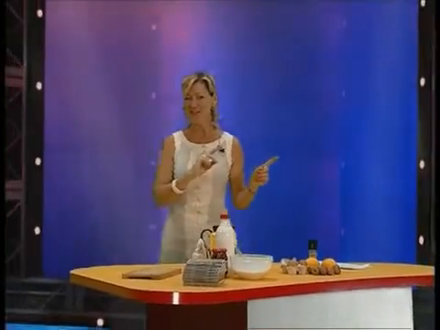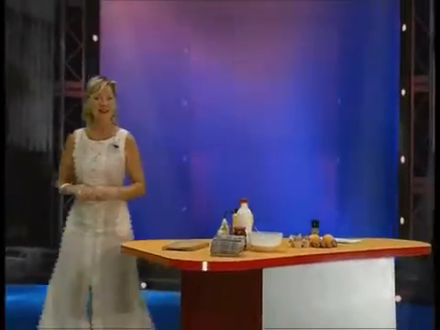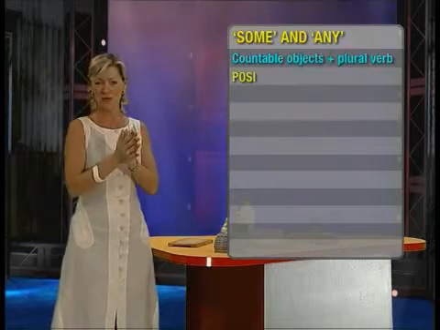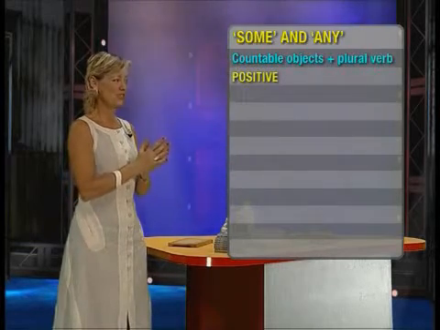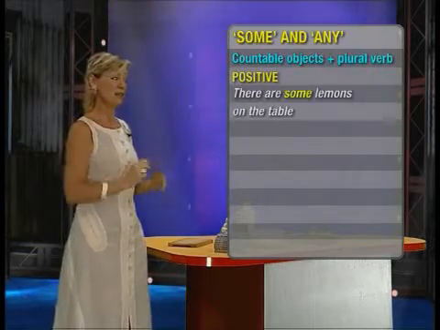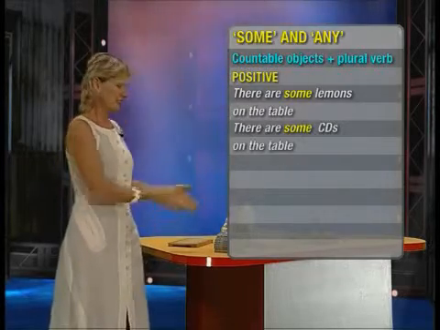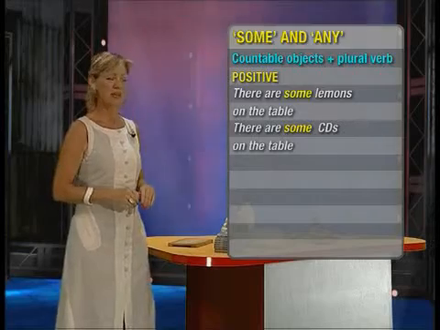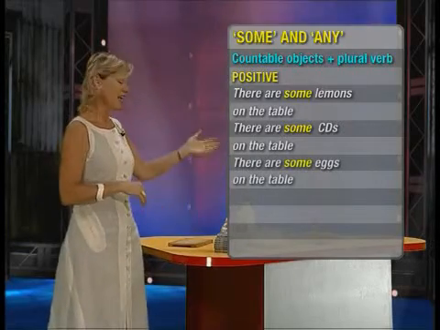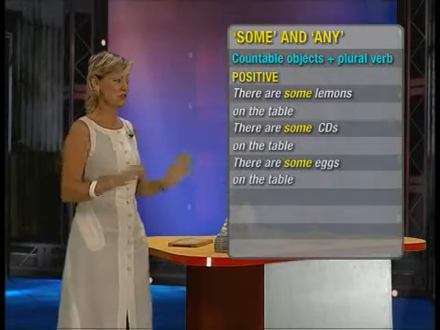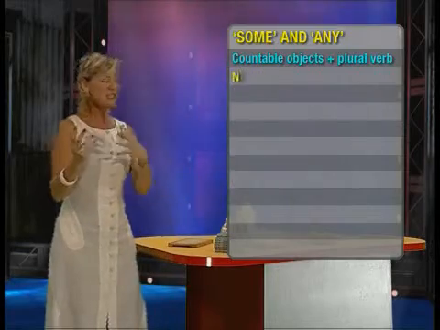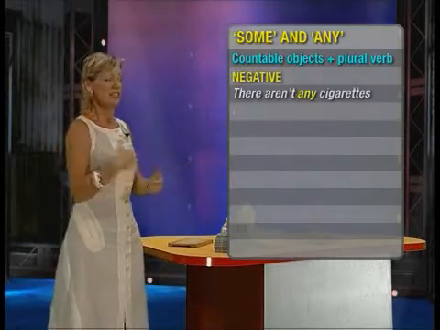Let's look at the screen to see that written, all right? And we will do a general summary. So we said countable objects in the plural. In the positive form, we say there are some lemons on the table. There are some CDs on the table. There are some eggs on the table. So that's countable.